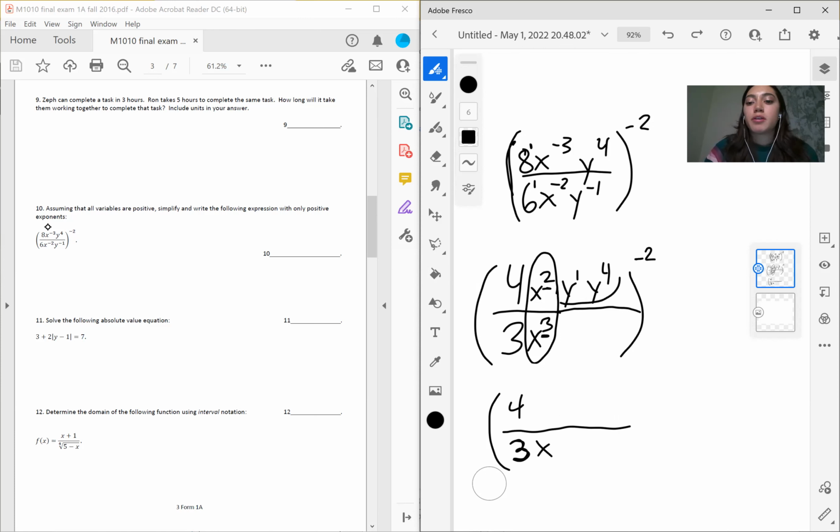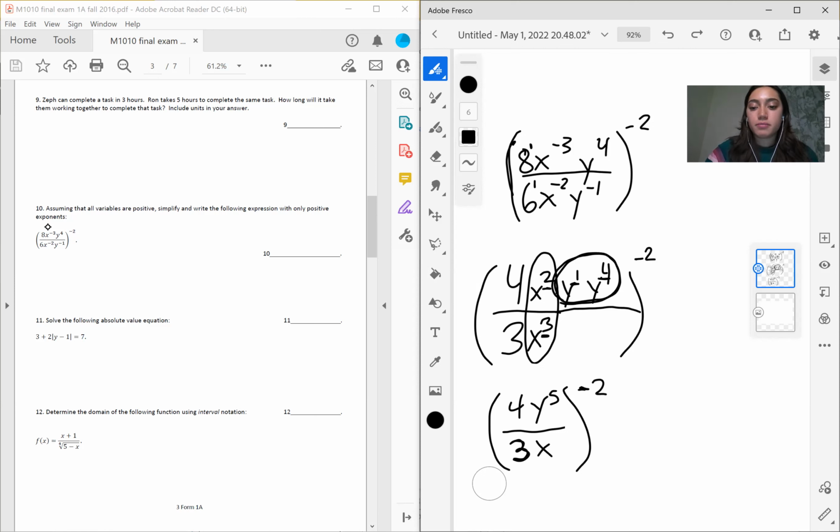Now, when your variable is on the same level, so in this case, both in the numerator, you add these exponents. So 1 plus 4 is 5. So that's y to the 5th. You can shorten this. And then all of this is to the negative second.